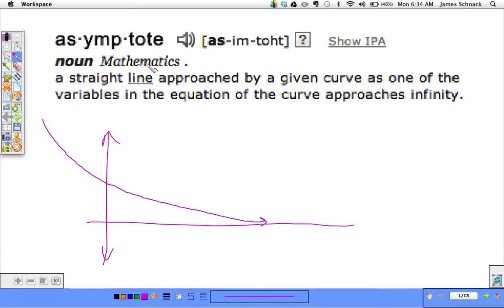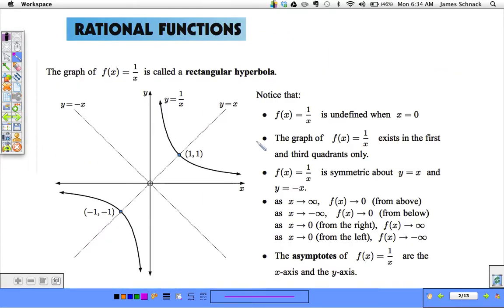And there's some advanced texts that say that an asymptote doesn't even have to be a line. It could be a curve itself. But we're not going to deal with that. We're going to deal with straight line asymptotes. And we're going to start today looking at rational functions. The simplest rational function is 1 over x. It's called a rectangular hyperbola, and its graph is pictured here.